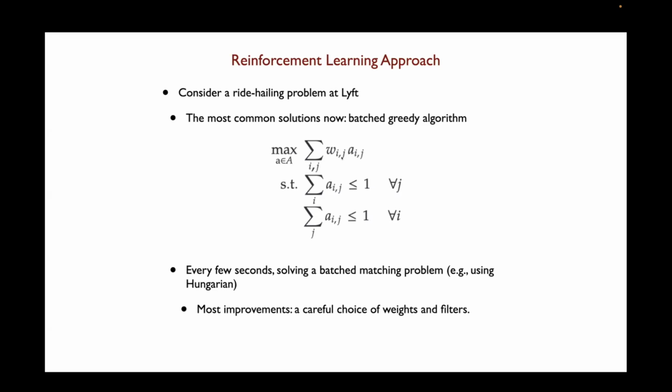That's called the Wij. And in the ride sharing system, every few seconds they are trying to solve a matching problem. Every few seconds, solving another matching problem. Sometimes they use Hungarian, and most of the work in the past has focused on how to heuristically design the Wij.